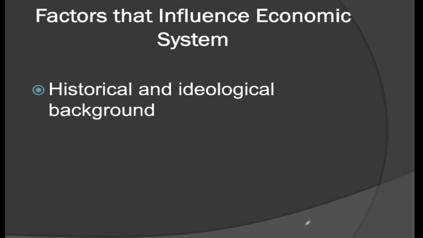So to recap, going back to Dark Ages time of Europe, we have a feudalism system, move to mercantilism, then capitalism, and as a protest to capitalism, then we have socialism. So that's about the historical and ideological background. What about the political system?